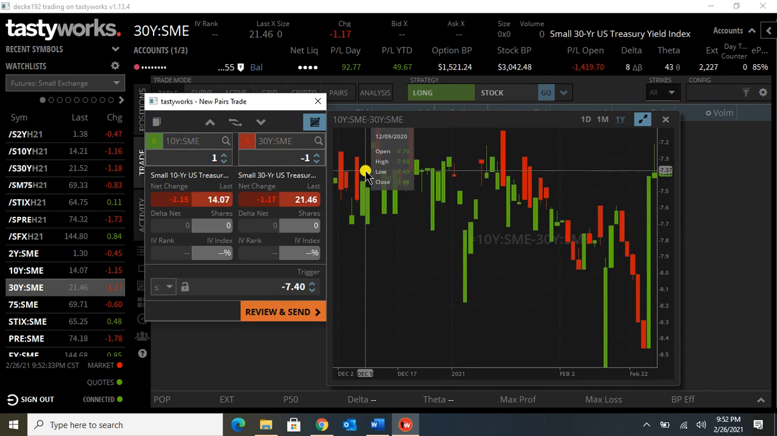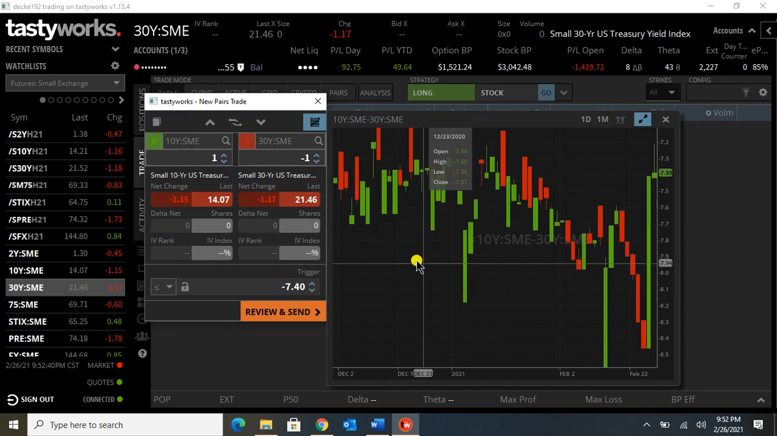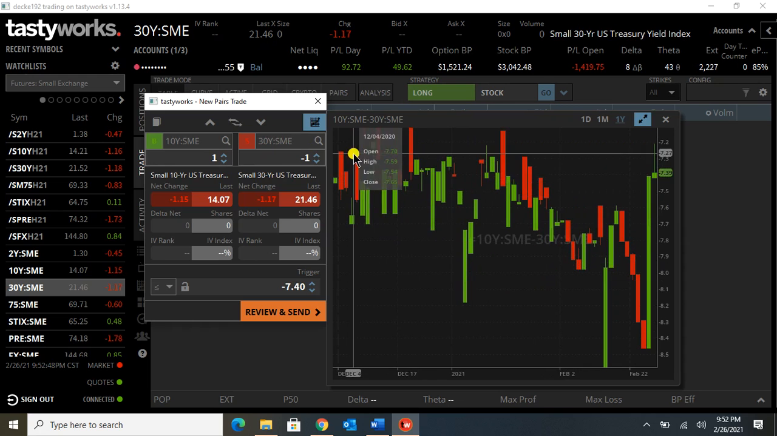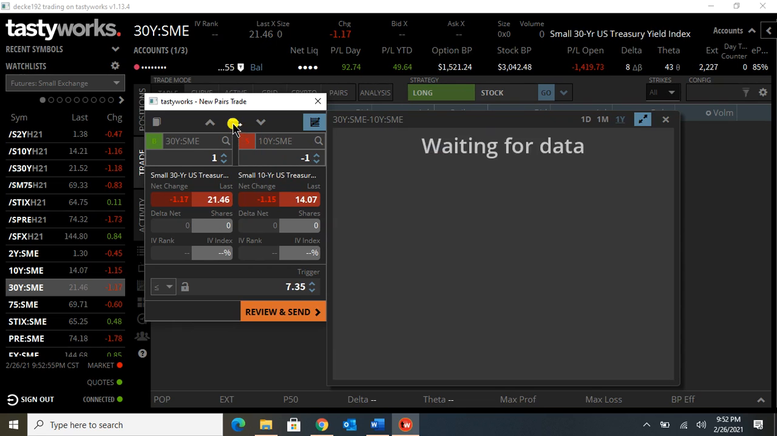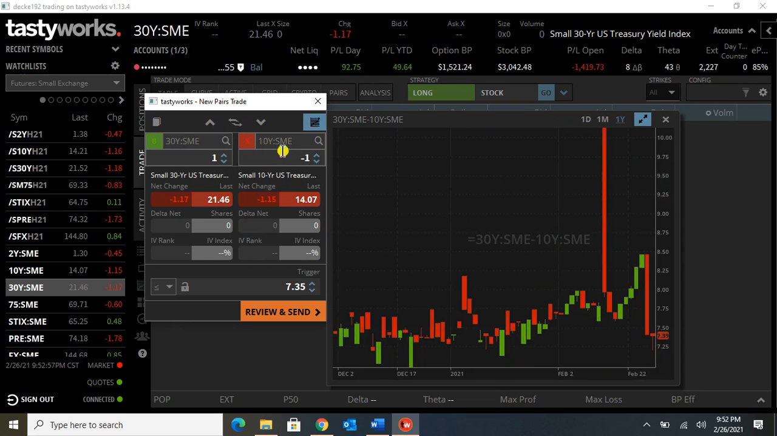So here it only goes back to December because this is a relatively new exchange, so they don't have a whole lot of data yet. But you can kind of see this is kind of a downtrend with the pop yesterday and today. So if I swap this where I'm selling the 30Y and buying the 10Y, you can see kind of the opposite, where this is kind of an uptrend minus yesterday and today.